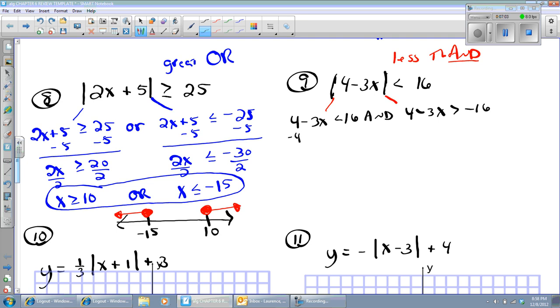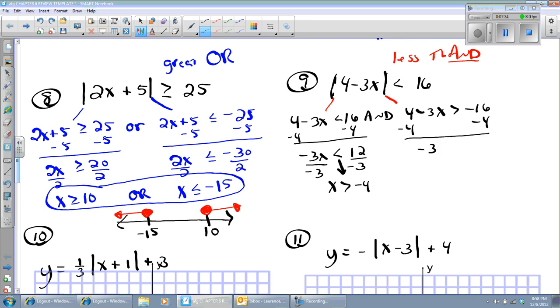So I'll subtract 4. I'll get negative 3x is less than 12. I'll divide by negative 3, divide by negative 3, and then x is going to be greater than negative 4. If you're wondering why, remember I divided by negative 3, so my inequality had to flip. Okay, I'll subtract 4 here, subtract 4 there. We get negative 3x is greater than negative 20. Divide by negative 3, divide by negative 3. X is going to be less than, and that's going to be 6 2/3, I believe.